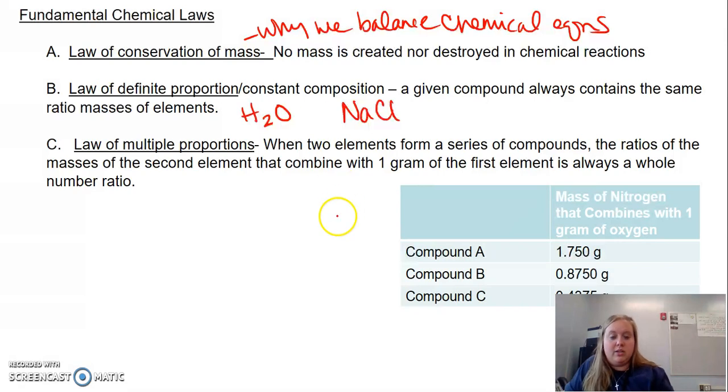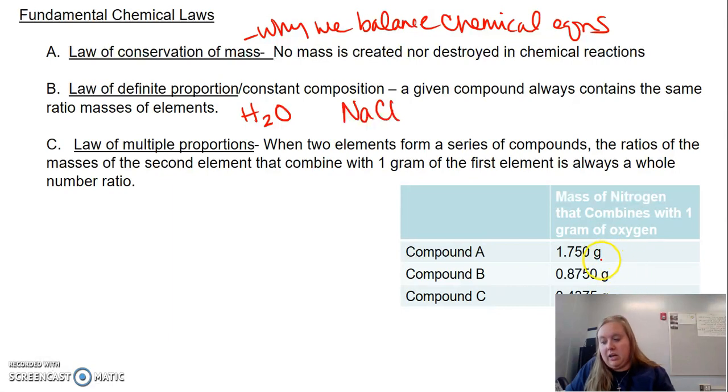For example, if you look at this compound right here, you have compounds A, B, and C, and each of the numbers represents the mass of nitrogen that combines with 1 gram of oxygen. So you have 1 gram of oxygen, and in compound A you have 1.75 grams of nitrogen. In compound B you have 0.875. If you look at these, they always form a whole ratio.